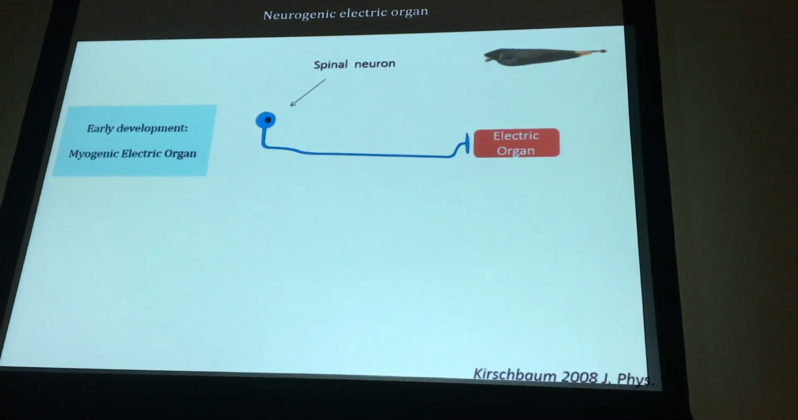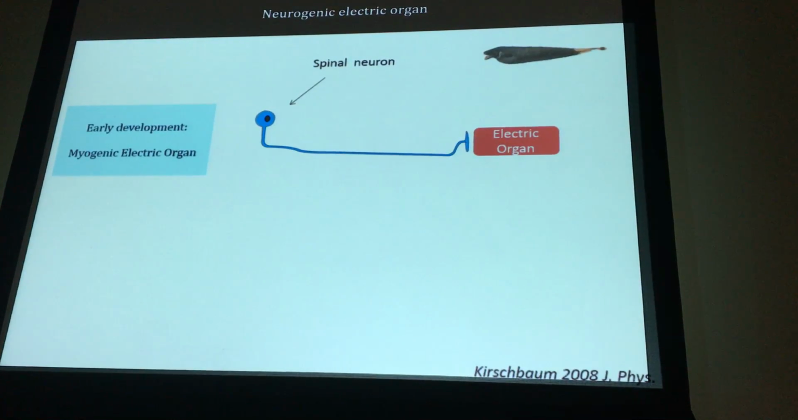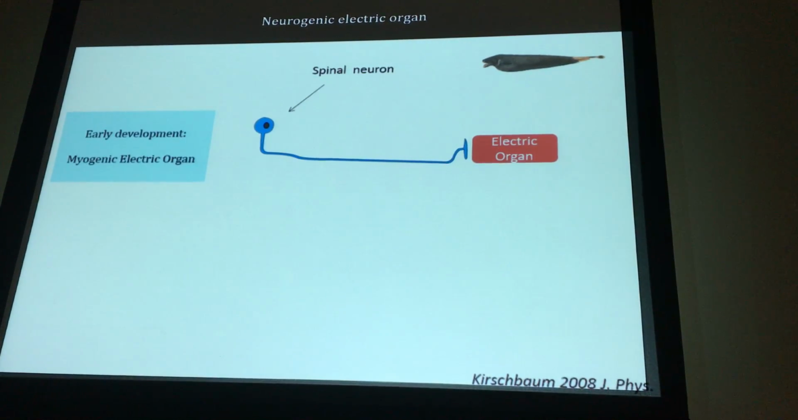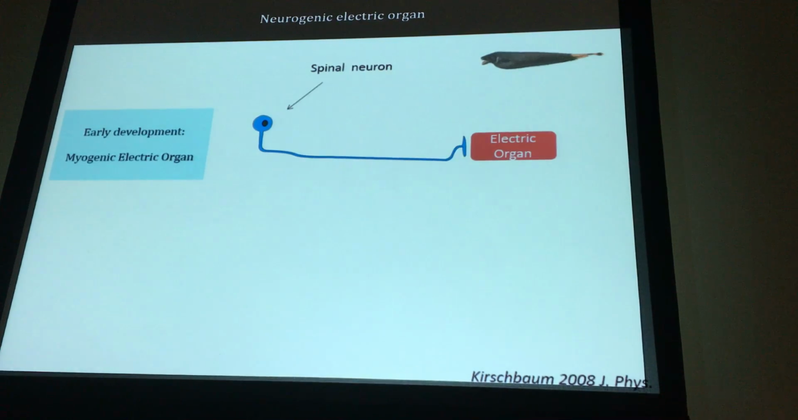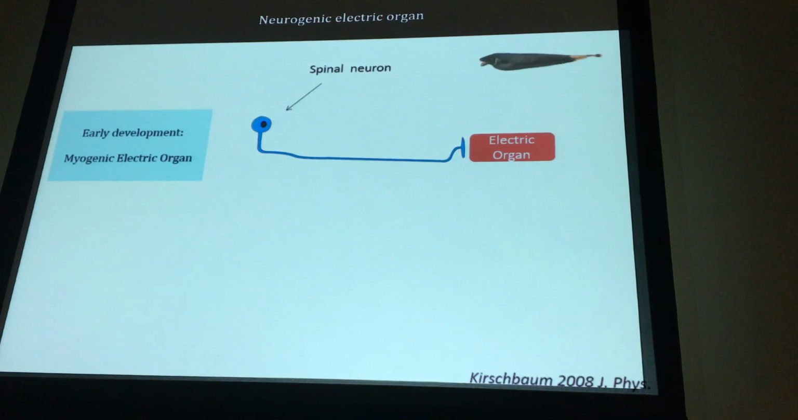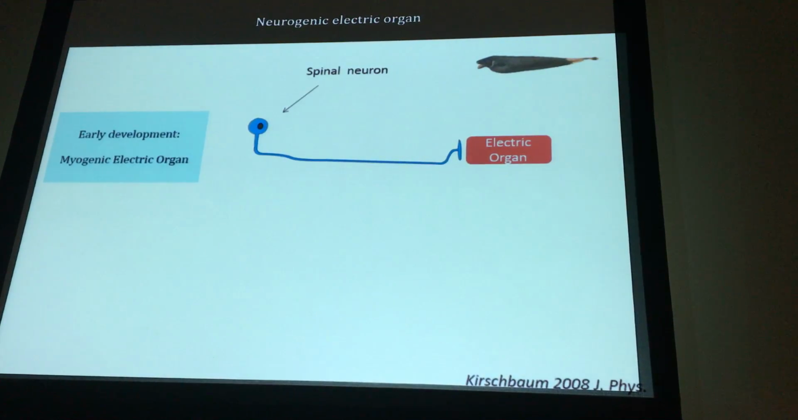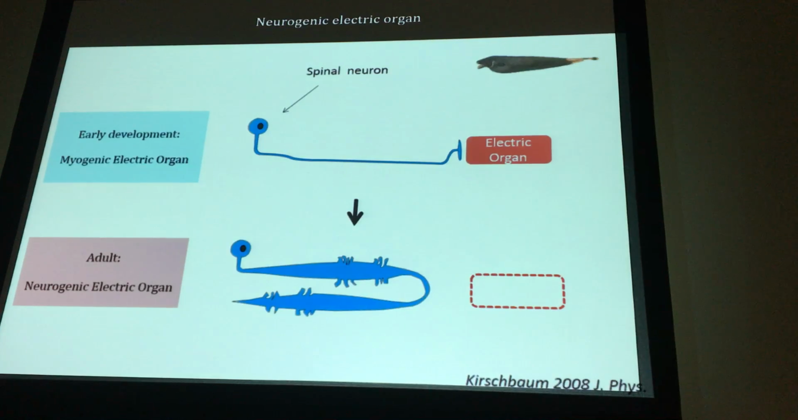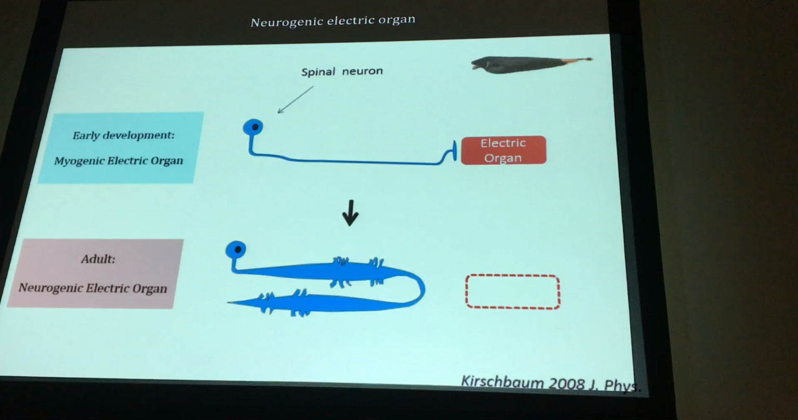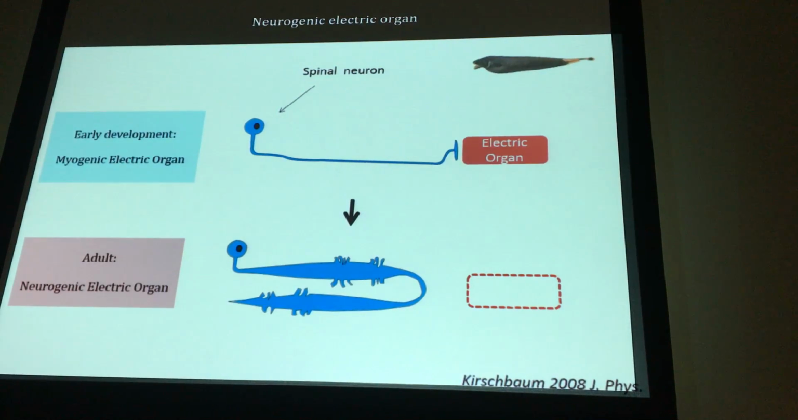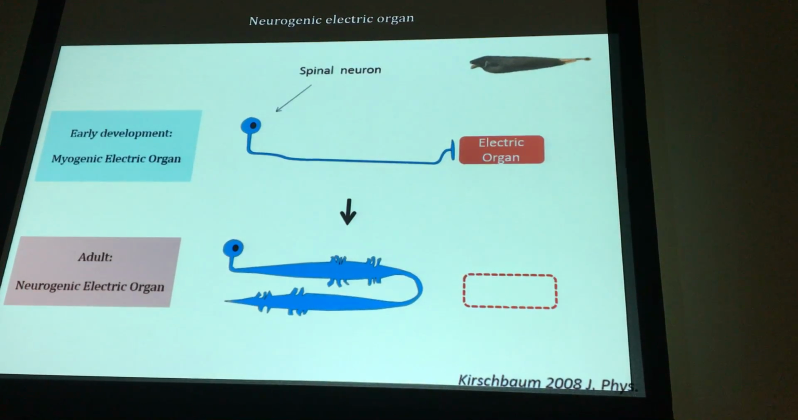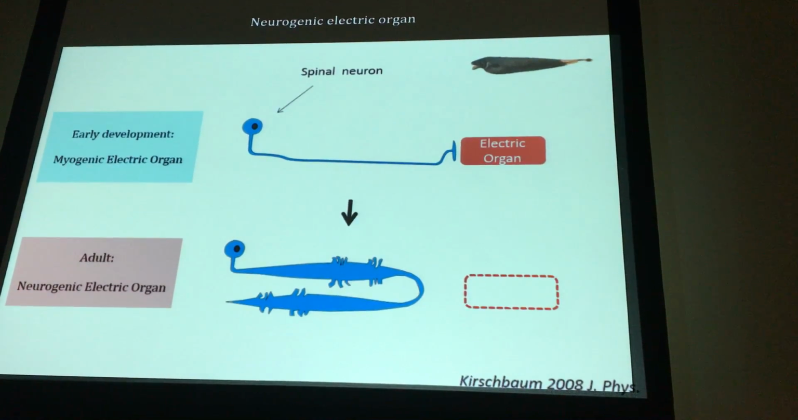So like the rest of gymnotiforms, early in development they have a myogenic electric organ that is innervated by spinal neurons that govern its rate of firing electrical signals. But by the time they reach adulthood, they've lost the myogenic electric organ and replace it with a morphologically highly derived spinal neuron that generates their electrical signal.